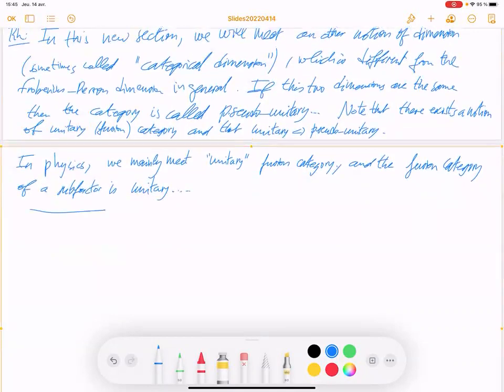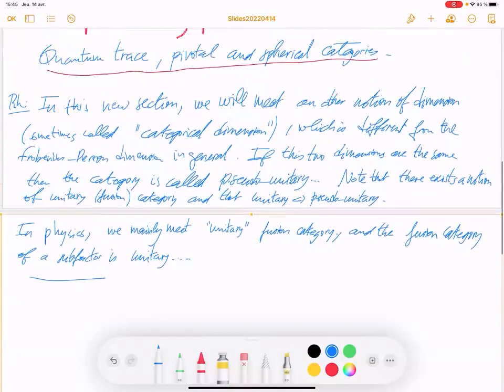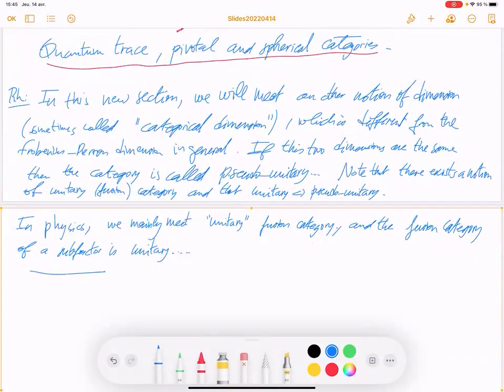Okay. So what this is about in detail. It's not only about dimension, but we'll also see the notion of trace, and the notions of pivotal and spherical categories.